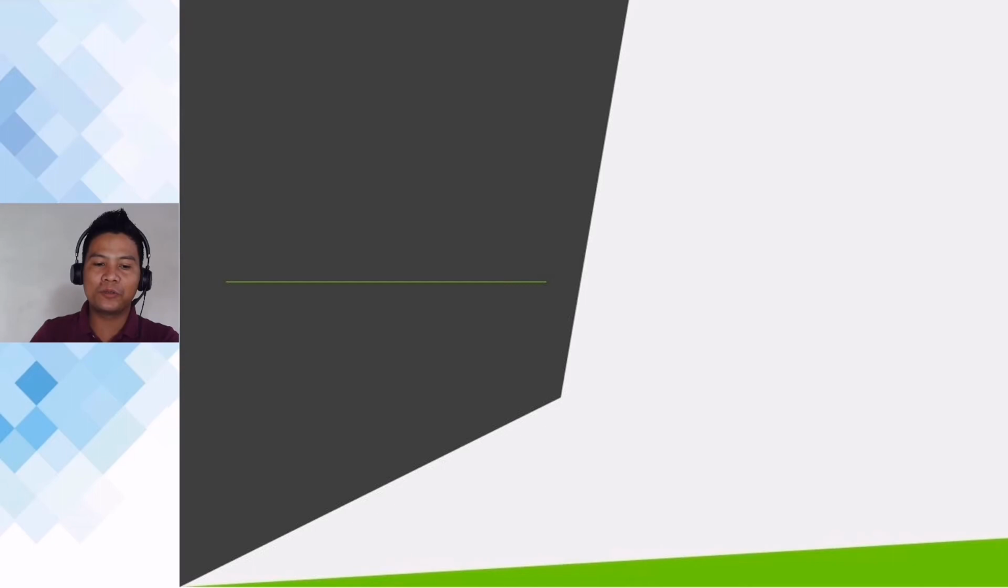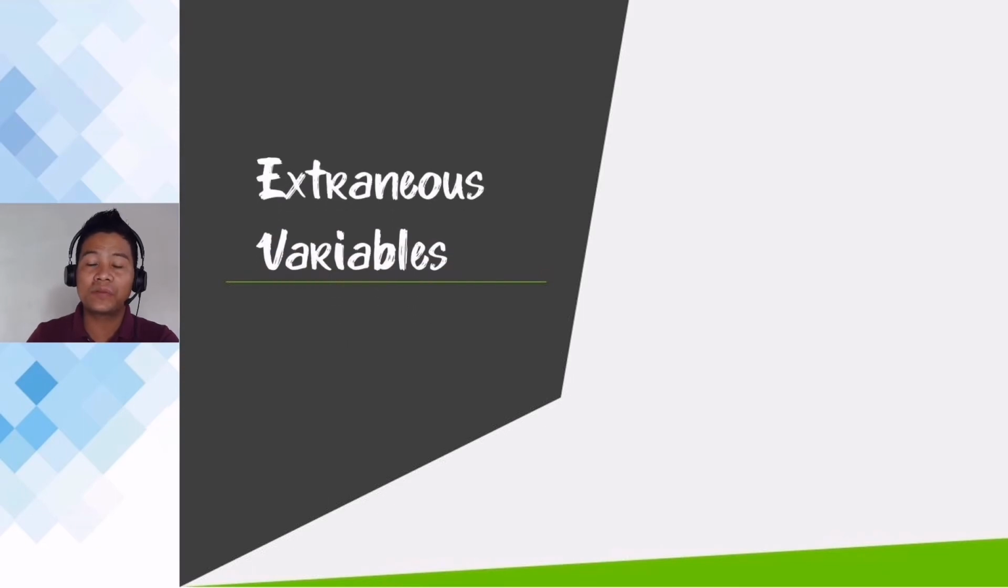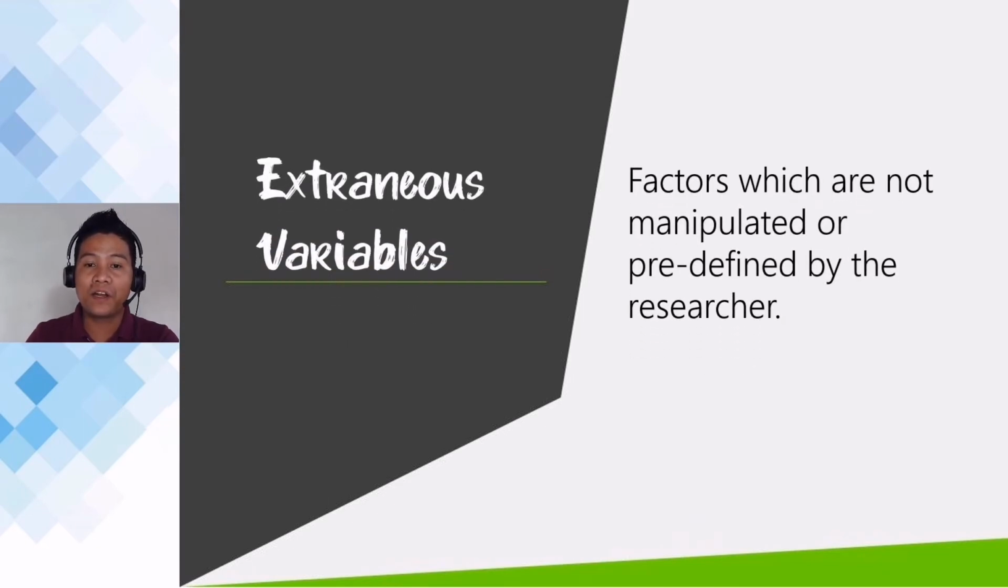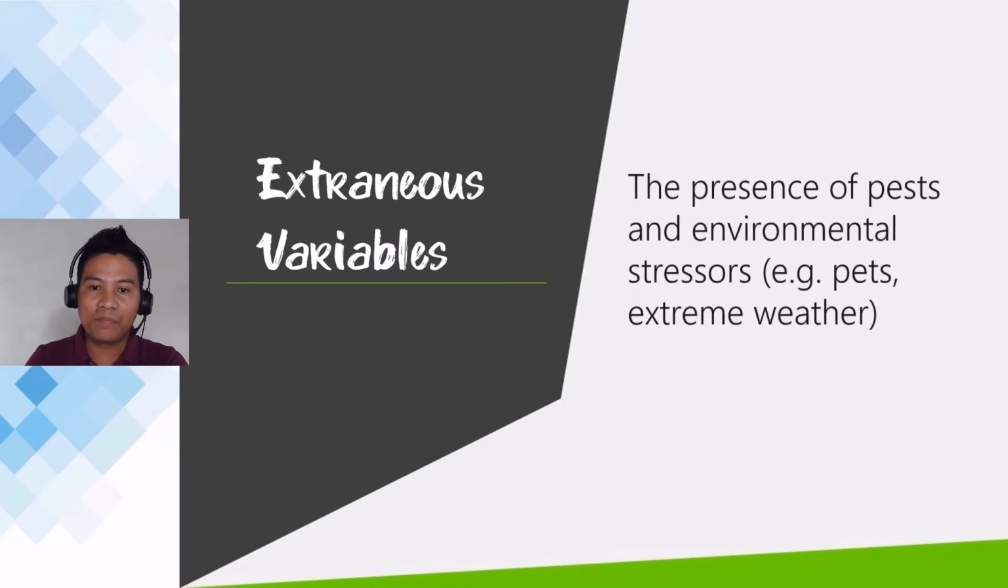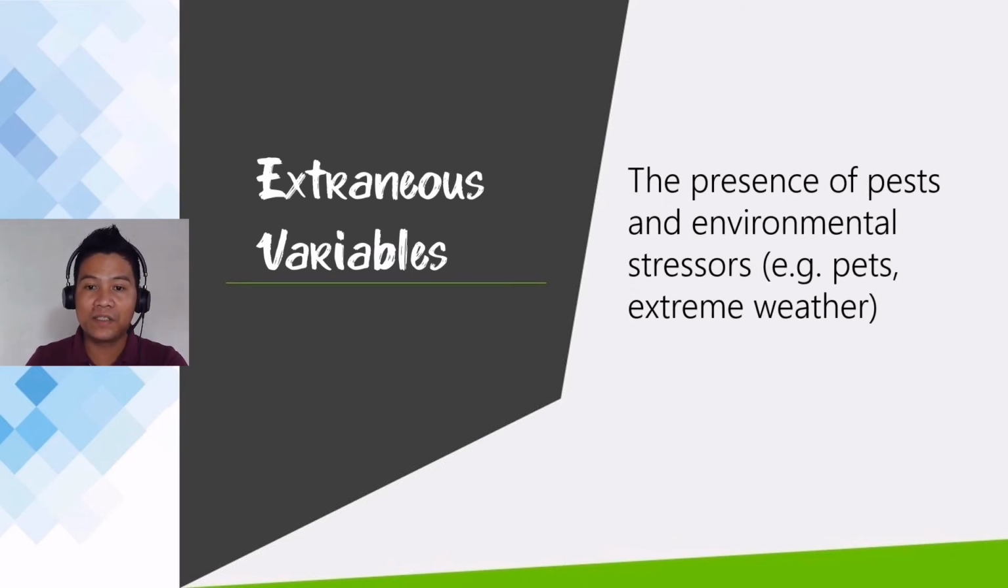It is important to note that there are other factors that may influence the outcome or the dependent variable, which are not manipulated or predefined by the researcher. What are these factors? They are called extraneous variables. They are factors which are not manipulated or predefined by the researcher. In our example, the presence of pests and environmental stressors, for example the pests and extreme weather, they are called extraneous variables.